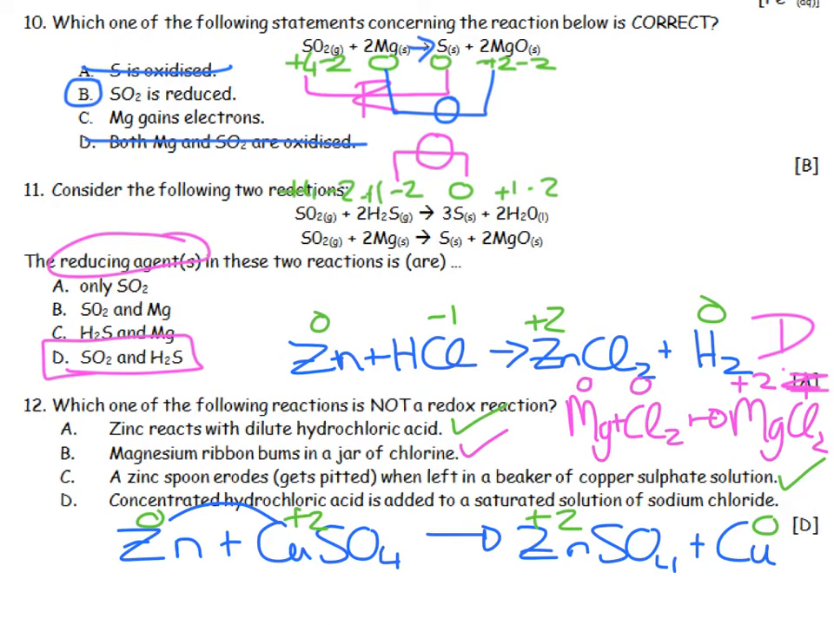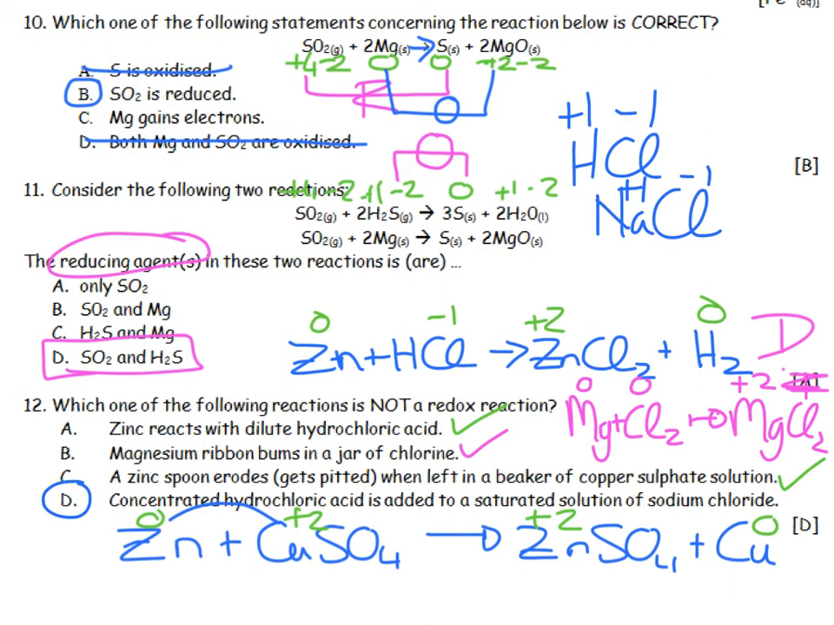Concentrated hydrochloric acid is added to a saturated solution of sodium chloride. Well, that is simply the common ion effect. There isn't even a chemical reaction there. It only shifts the equilibrium of the dissolution process. So everything stays the same, and I'm just going to write that out. HCl, Na, and Cl. There isn't even a chemical reaction. That's +1, that's -1, that's -1, that's +1, and they stay in those oxidation states throughout. So D is your correct answer.